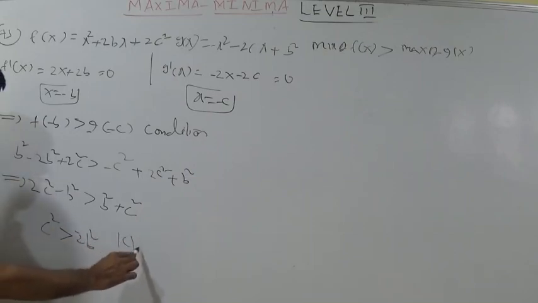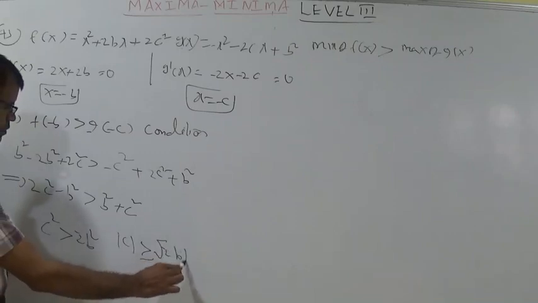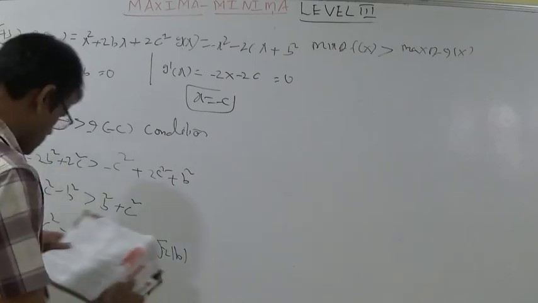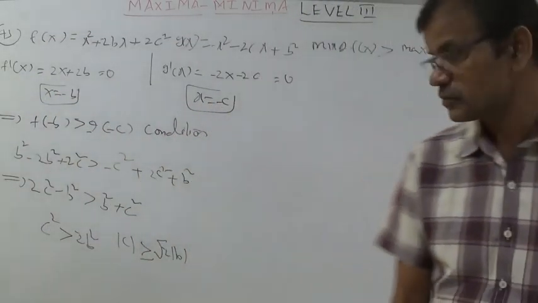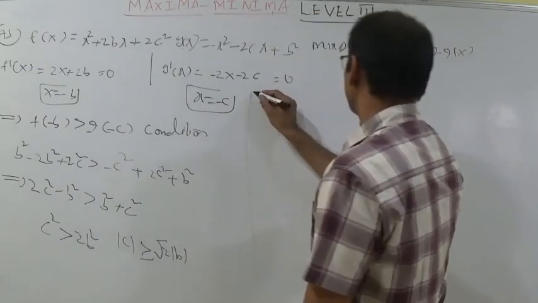So if you take mod c, you can write here mod c greater than or equal to root 2 mod b. According to the options, you can verify: the second option, mod c greater than or equal to root 2 into mod b.